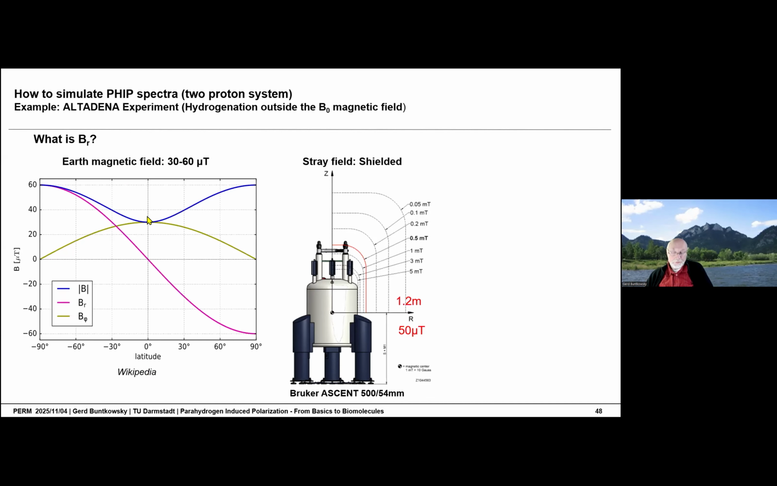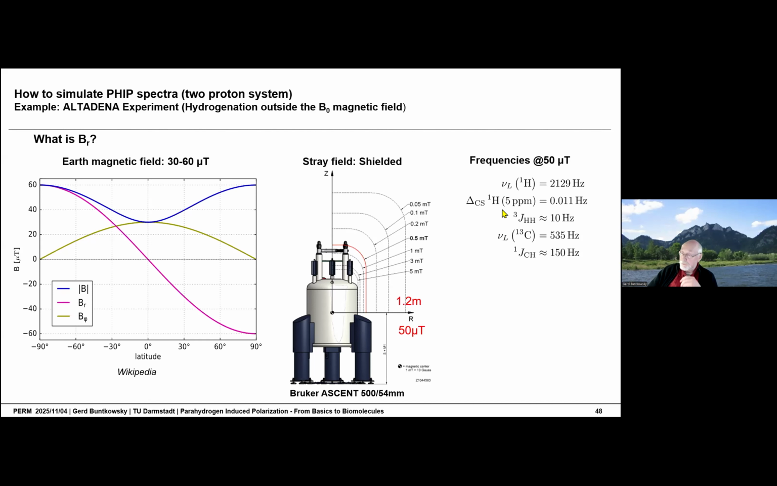So in a way, the field where the reaction is done is more or less a sum of the Earth field plus local fields. Now, what does it mean for the interactions which we're dealing with? When we just look at frequencies at 50 microtesla, then we find the Larmor frequency of the proton is about 2100 hertz.